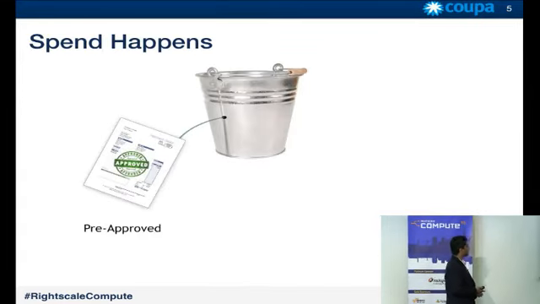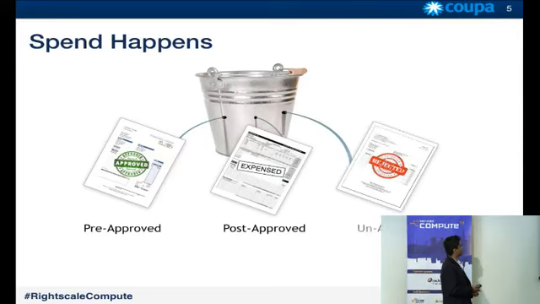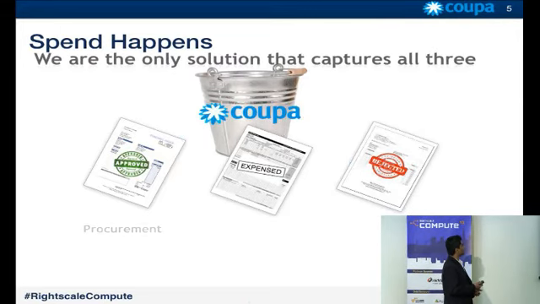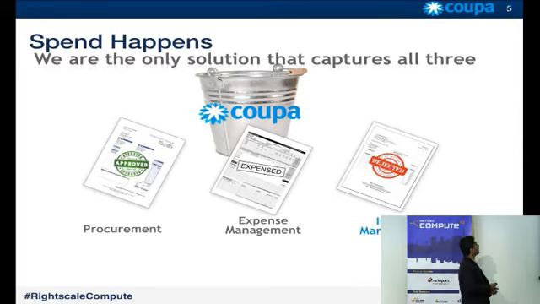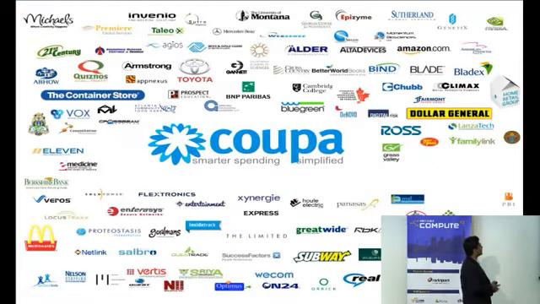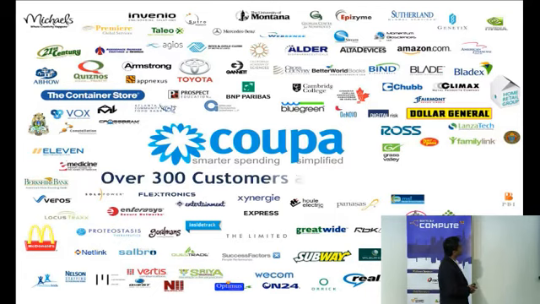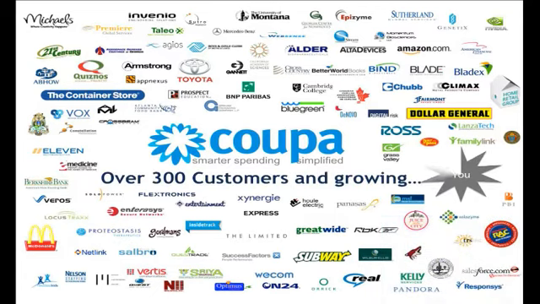So as I said, spend happens whether it's pre-approved, post-approved, unapproved, and then we are providing a platform to do all of that. So that's what Coupa does. And this is our customer list, over 300 customers and growing.